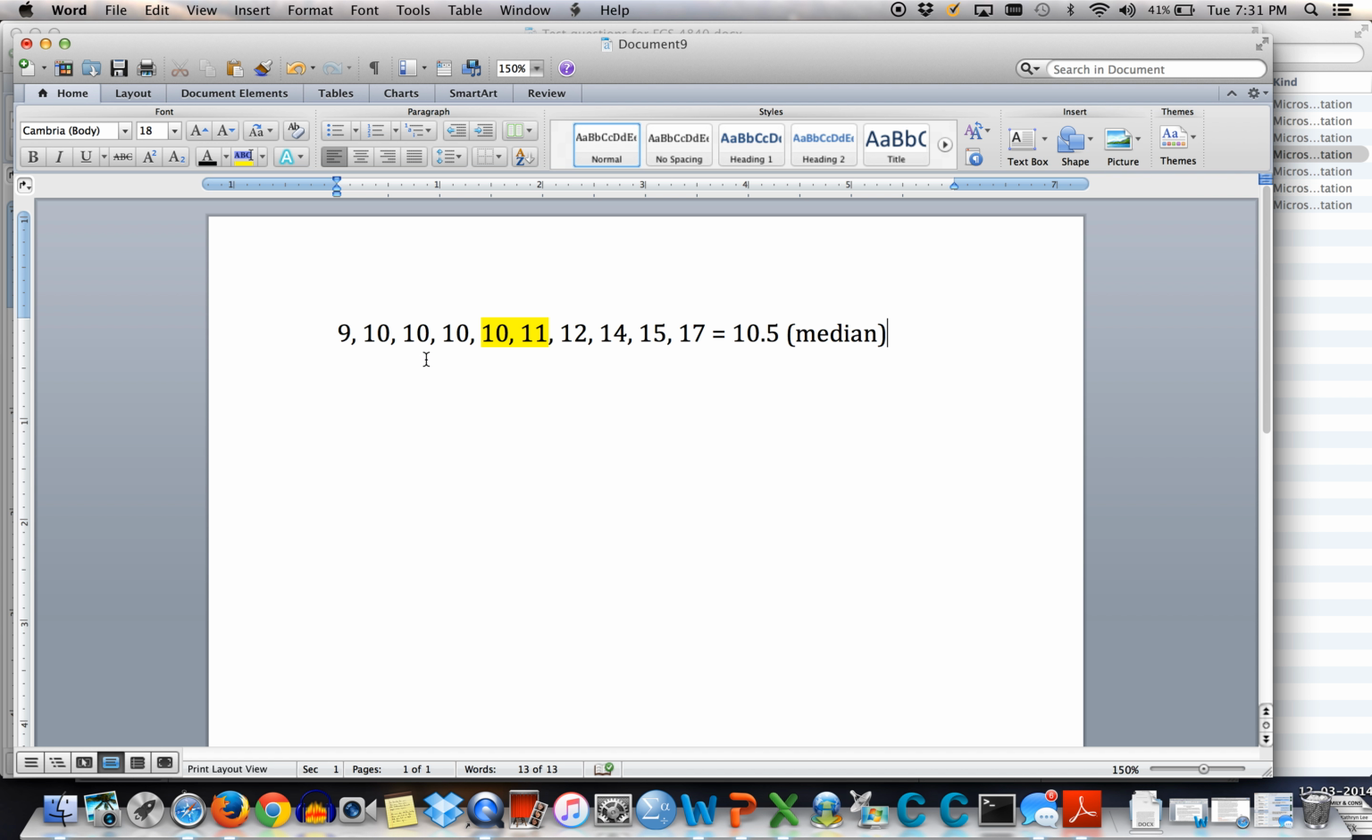As far as the mode, let's go back to this Word document. What you're going to do is find the value that is reported the most. And so if you were looking at this spread, you'd see that there are more 10s than anything else. So that would mean that the mode equals 10.